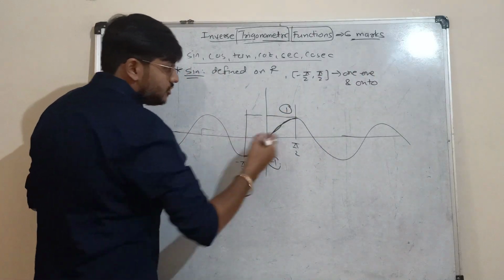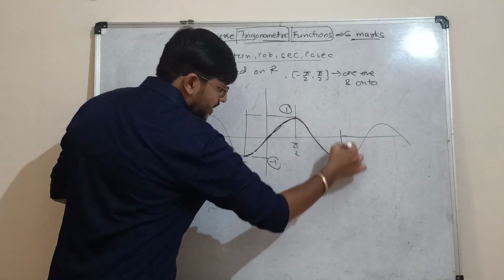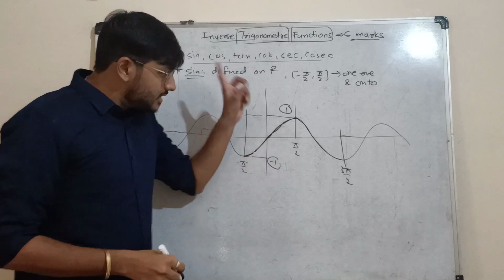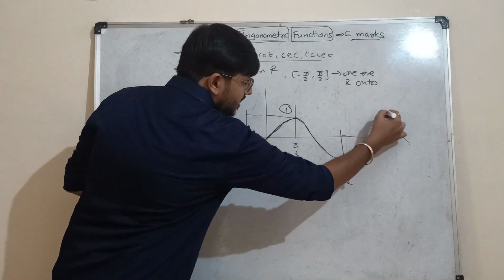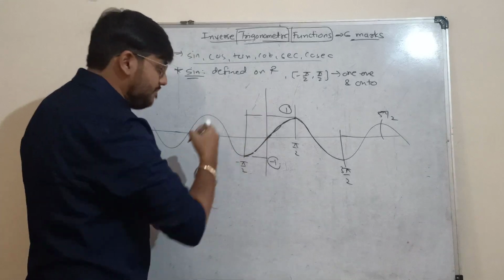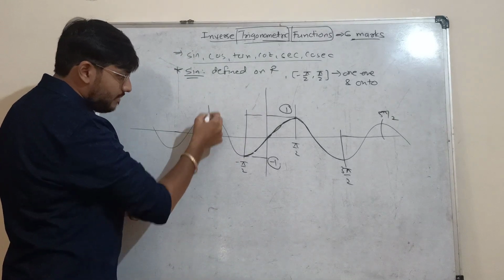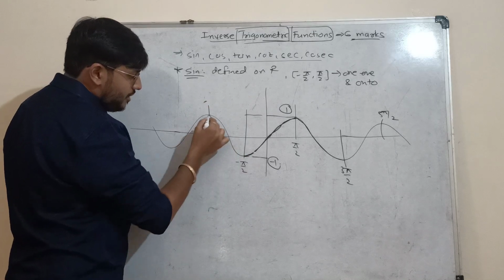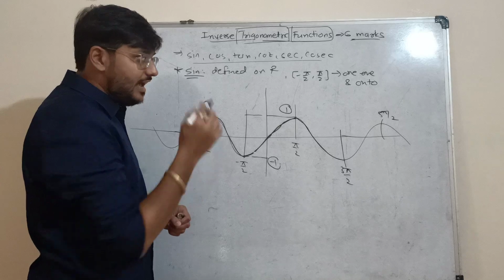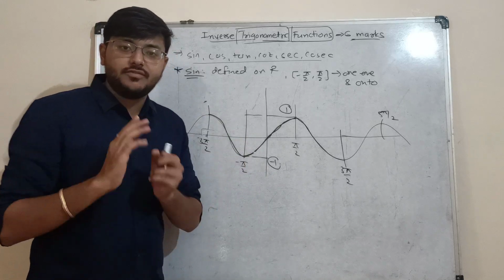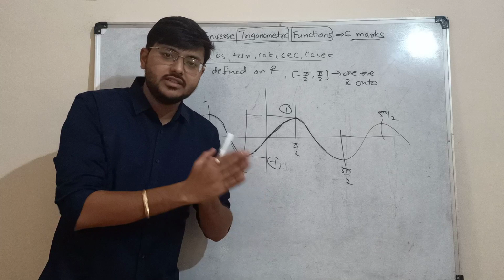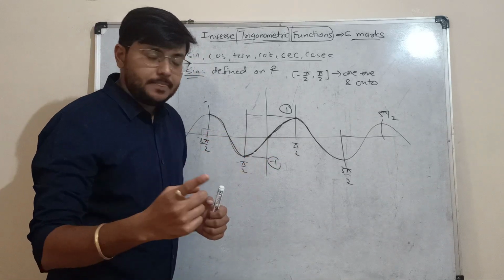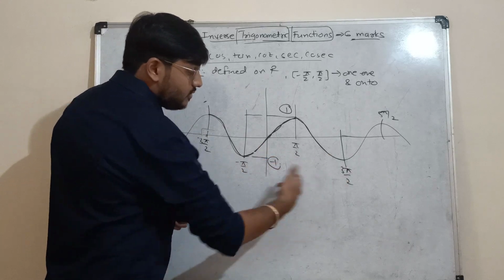A similar behavior you can find in pi by 2 to 3 pi by 2. Just check, right? The same behavior you find between 3 pi by 2 to 5 pi by 2. The same behavior you will get on the left side also, if you take minus 3 pi by 2 to minus pi by 2. So every such interval in which the function is 1-1 and onto will give the inverse. So if someone says the inverse will be in minus pi by 2 to pi by 2, I will say yes. If the inverse can exist in pi by 2 to 3 pi by 2, I will say yes.